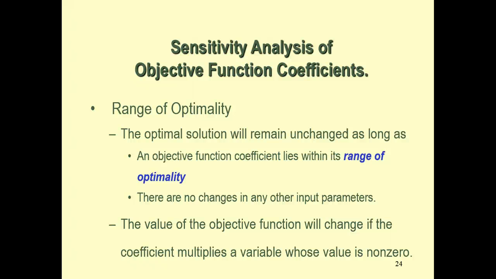So we talked about range of optimality. We're going to move down, and we're going to talk about the constraints next. Okay, we're going to talk about what's cooking with the constraints. All right. Good.